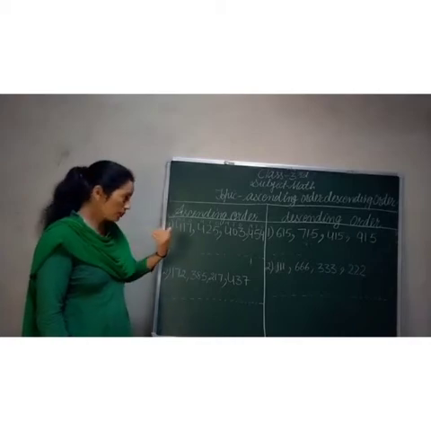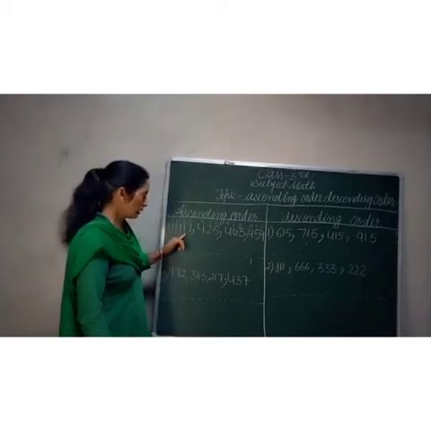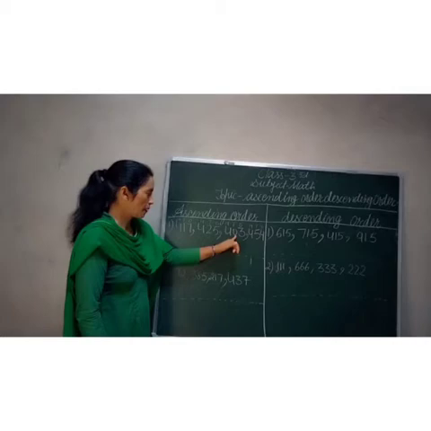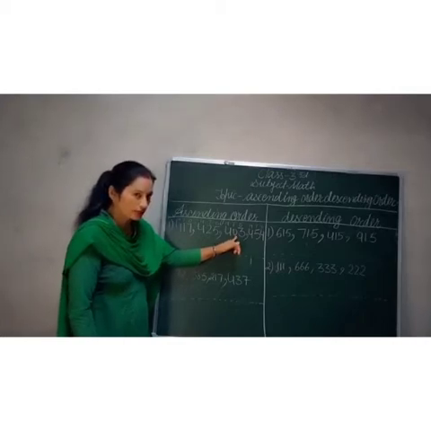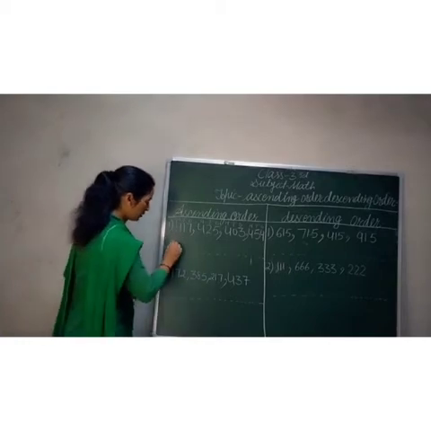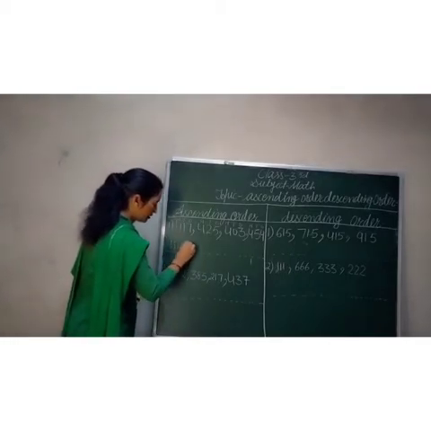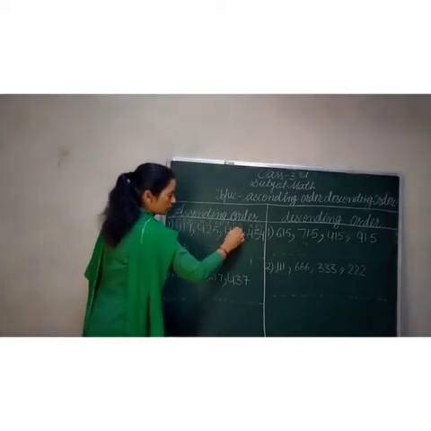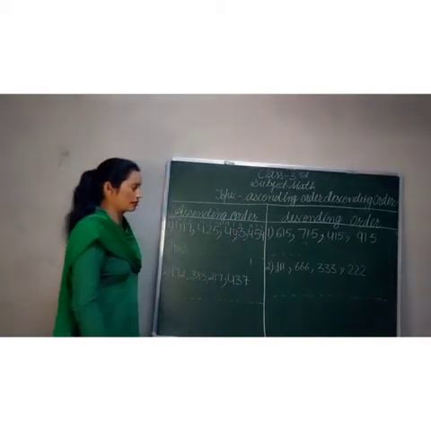Then now you can find easily: 0 is the smallest digit. So 403 will come first. We will cross it. This is done.